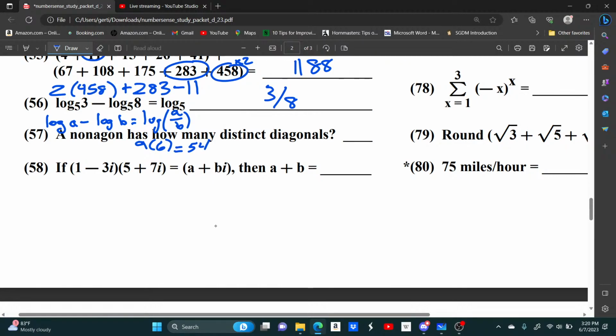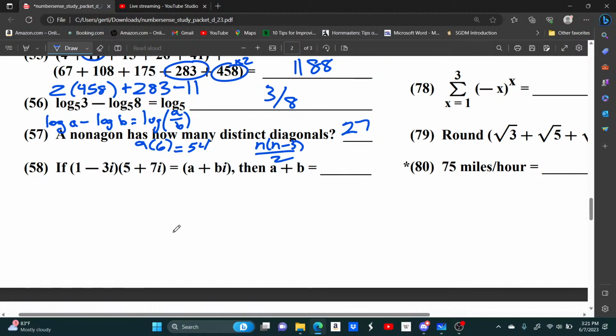But then realize that you've overcounted a little bit. So like, imagine you're drawing a diagonal going from A to C, right? But you're also counting C to A as a different diagonal. And so in the end, we're going to divide this by 2. So the general formula is going to be n times n minus 3 divided by 2.